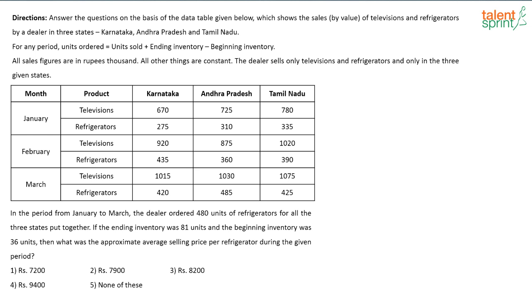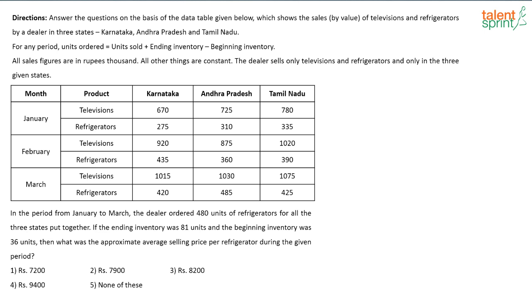So what is given here? Answer the questions on the basis of the data table given below, which shows the sales of televisions and refrigerators by a dealer in 3 states: Karnataka, Andhra Pradesh and Tamil Nadu. For any period, units ordered is equal to units sold plus ending inventory minus beginning inventory. All sales figures are in rupees 1000. All other things are constant. The dealer sells only television and refrigerators and only in 3 given states. Okay, so then the table is given.